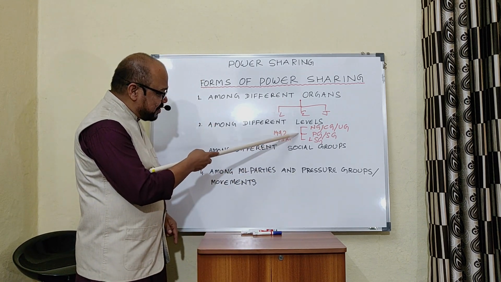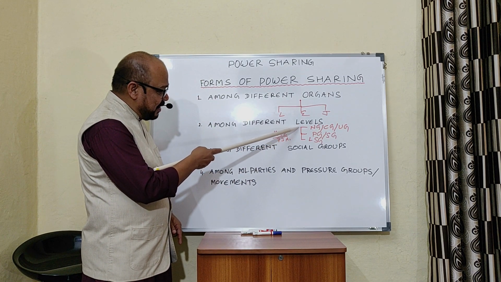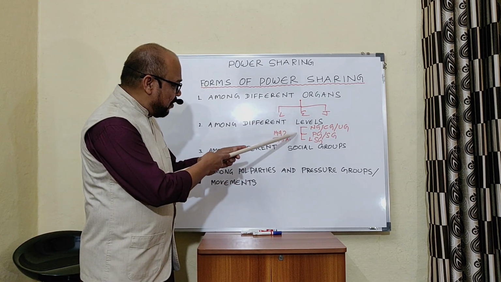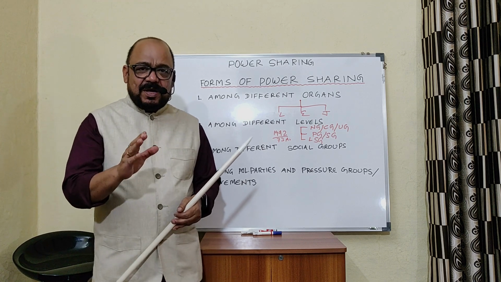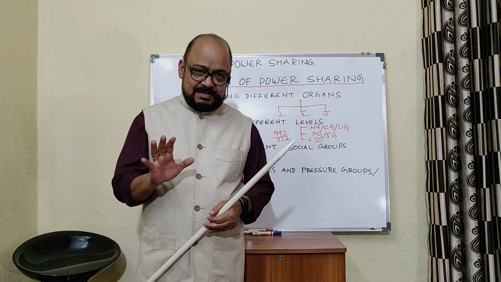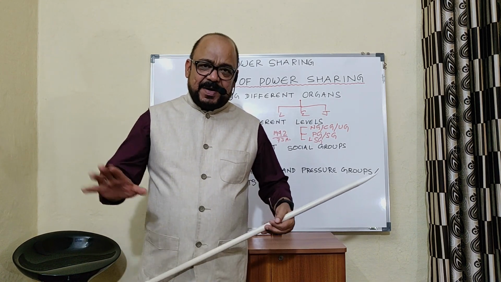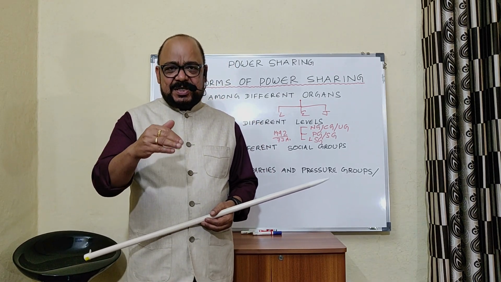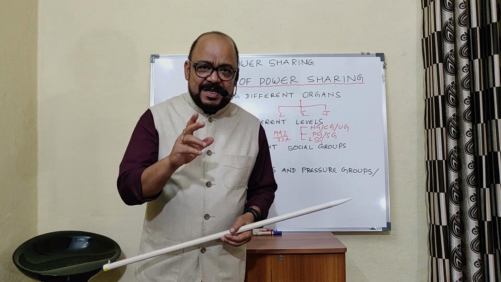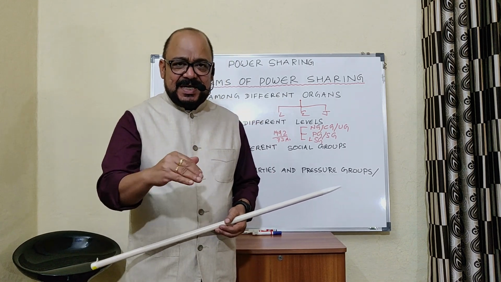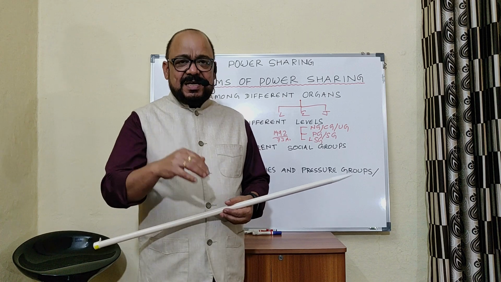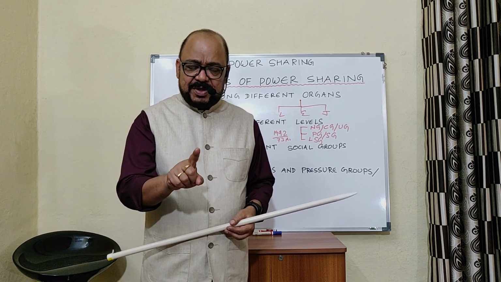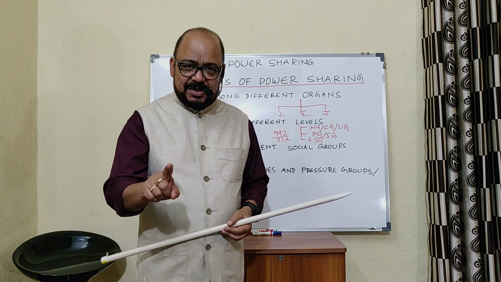This power distribution or division is in a vertical line, right? So this is also famous as vertical power sharing, right? So vertical power sharing means what? In one sentence we can say power sharing among different levels of government: the national level government, the state level government, the district level government, like that. Hope this is also clear to you, clear to all.